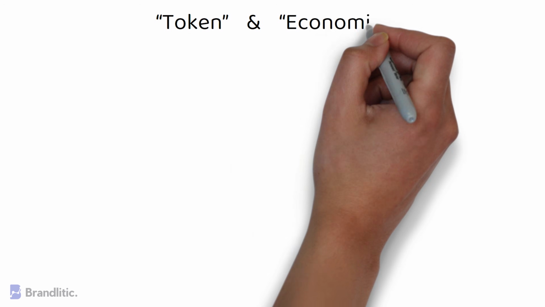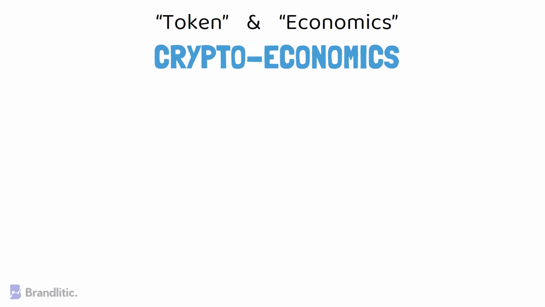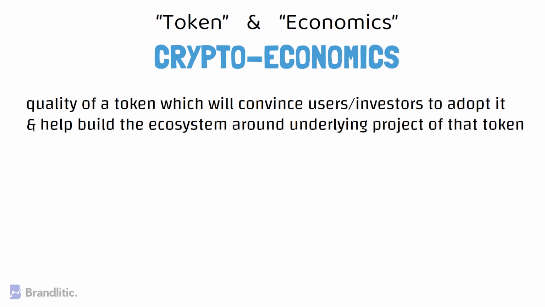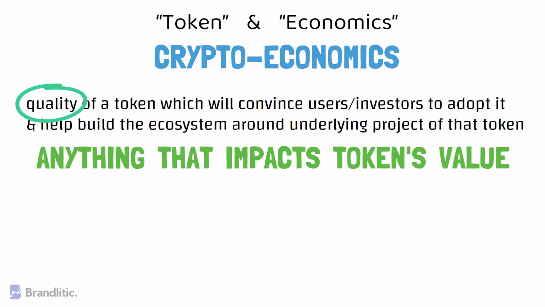Well, tokenomics consists of two words, token and economics, and is also called cryptoeconomics. It is defined as the quality of a token which will convince a user or an investor to adopt it, and helps in building the ecosystem around the underlying project of that token. But you must be wondering now, hey, what do you mean by quality? Well, to put it simply, anything which impacts the token's value is a part of tokenomics.